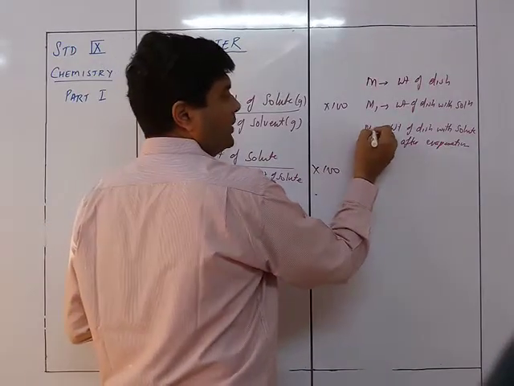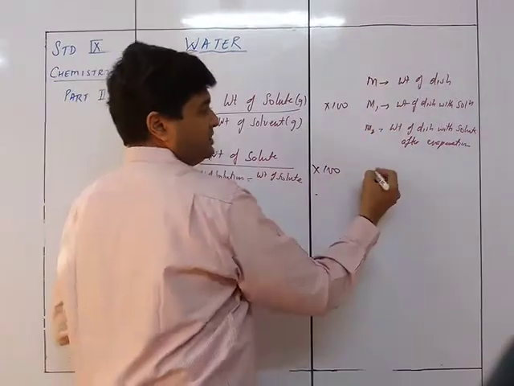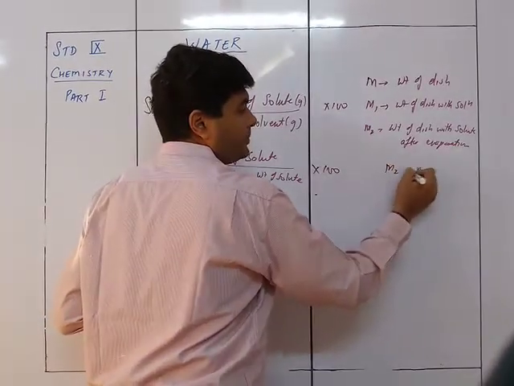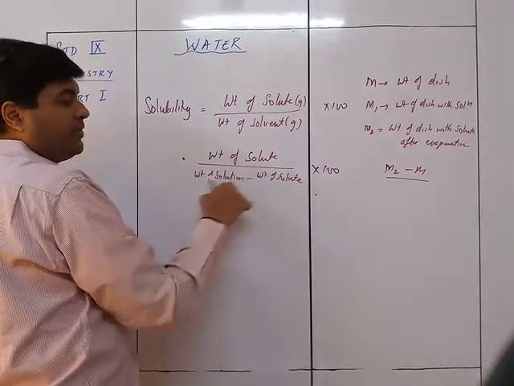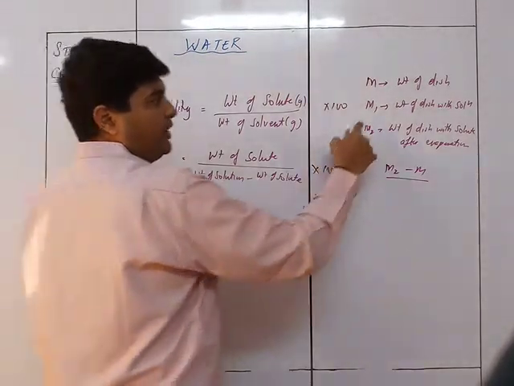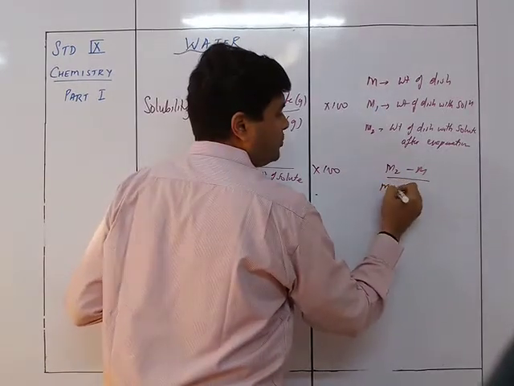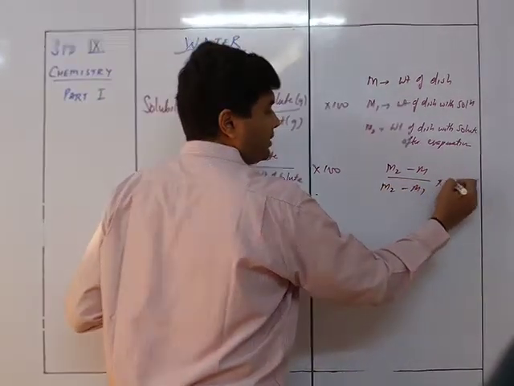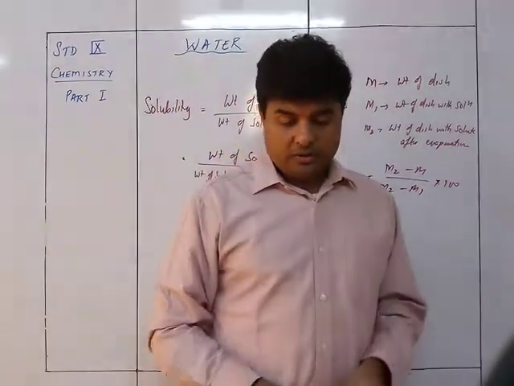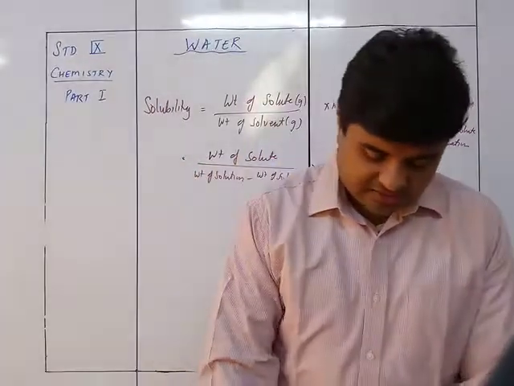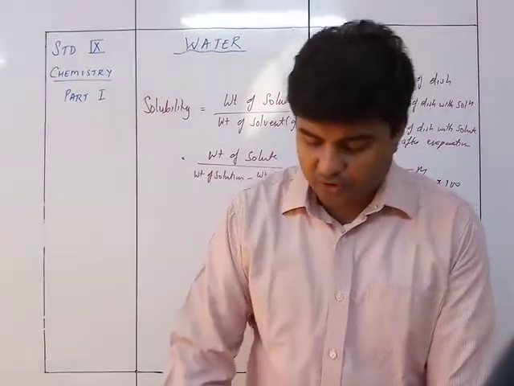So then we have got over here the weight of solute. What is the weight of solute? This minus this, so that is M2 minus M. And what is the weight of the solution minus the weight of solute? That is nothing but the weight of the solvent. The weight of solvent will be solution minus solute, that is M2 minus M1, into 100. That is the solubility. Got it? So that is, at T degree Celsius, the solubility. You do not have any numericals of this, so this is just for your understanding.